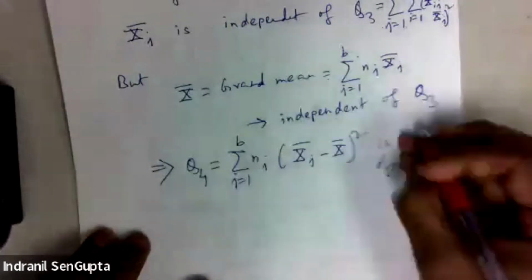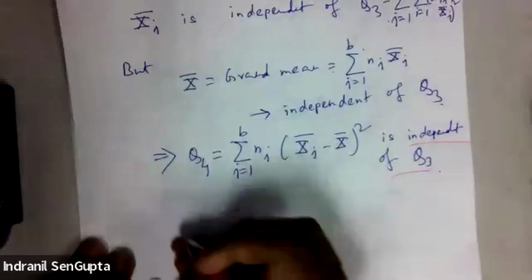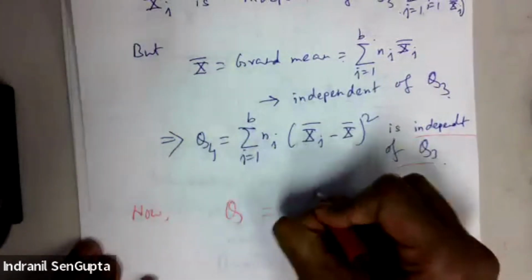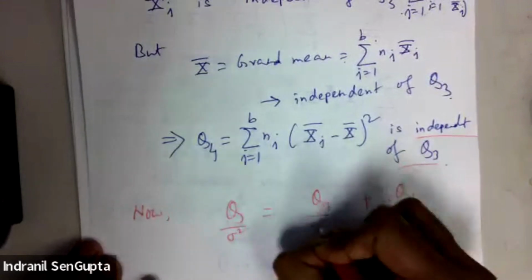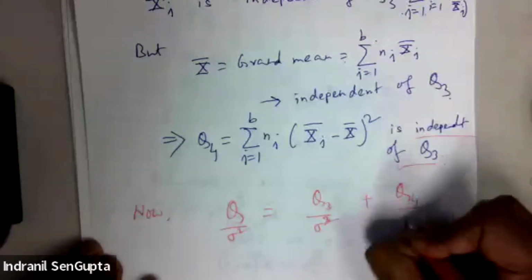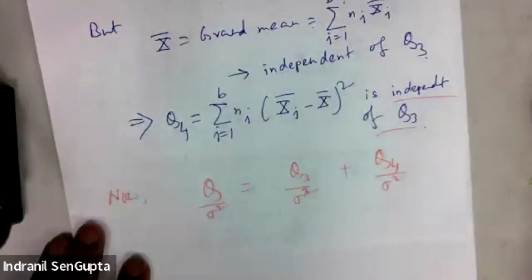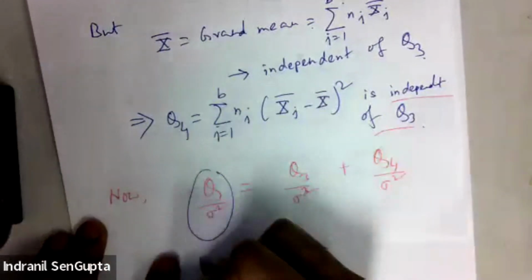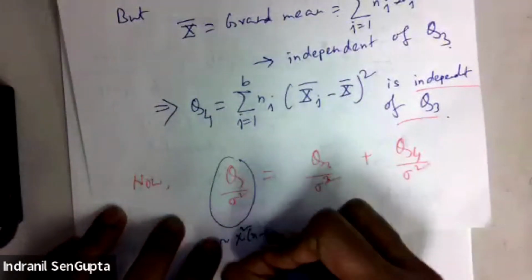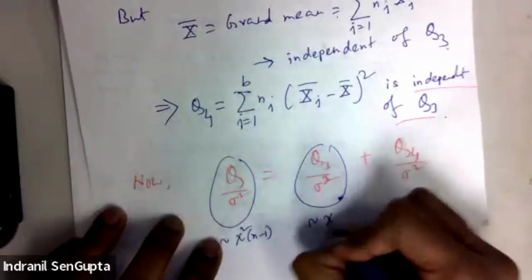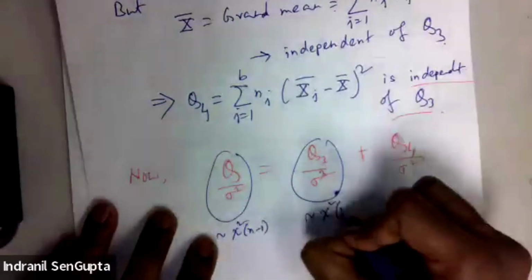Now let's look at this. This is important because of the following. Now we have Q equals Q3 plus Q4, right? So that means Q over sigma squared equals Q3 over sigma squared plus Q4 over sigma squared. What do you know about Q over sigma squared? It follows a chi-square distribution, like here, with n minus 1 degrees of freedom. It follows a chi-square distribution with n minus b degrees of freedom.